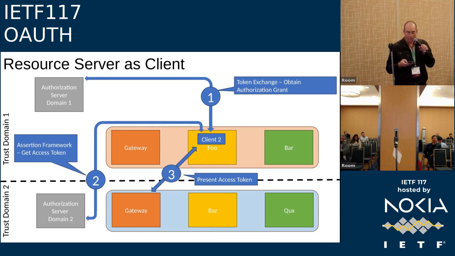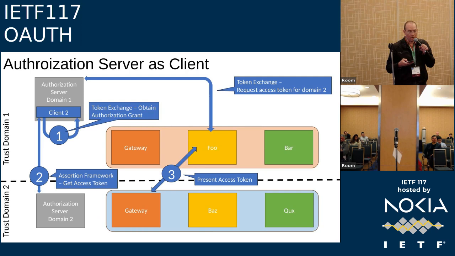I think Kelly pointed out that there are scenarios where the trust is only between the authorization servers. So the resource server in domain one, you would not necessarily want them to directly interact with an authorization server in domain two. And so in that case, essentially the authorization server talks to itself, gives itself an authorization grant, gets the access token from authorization server two, returns it to the resource server, and presents the access token. So that's kind of the outline.